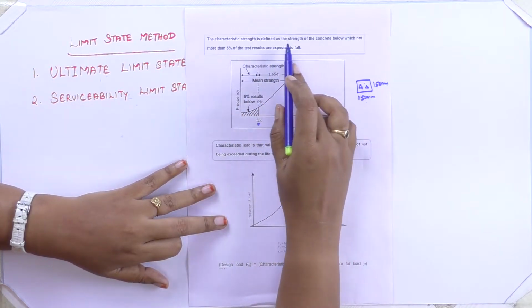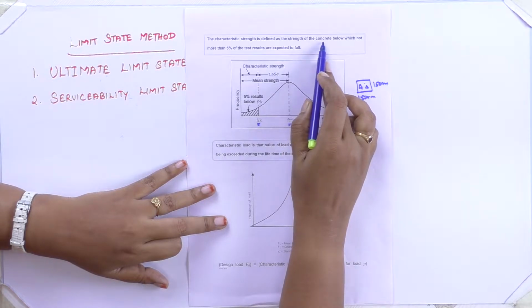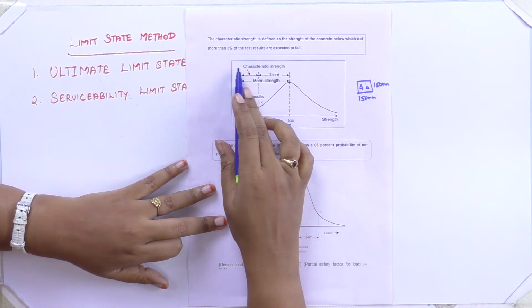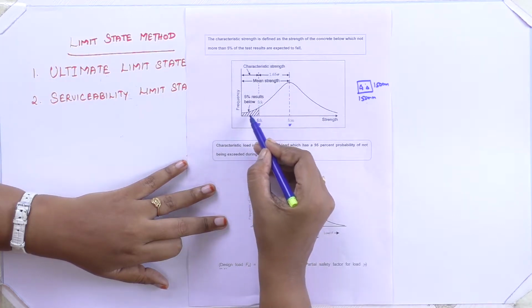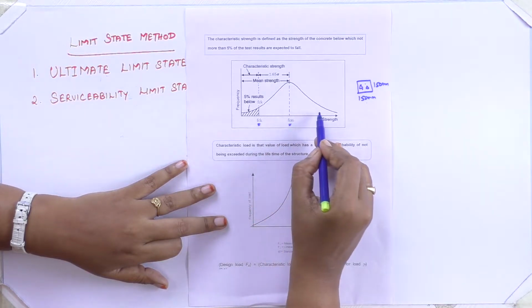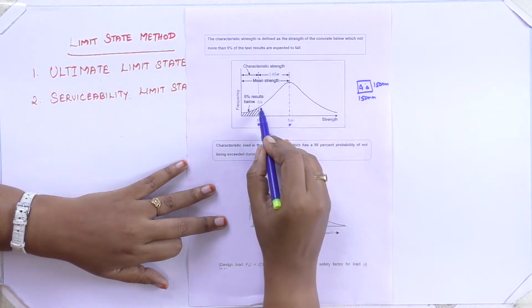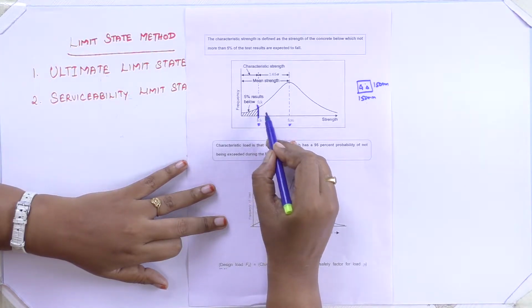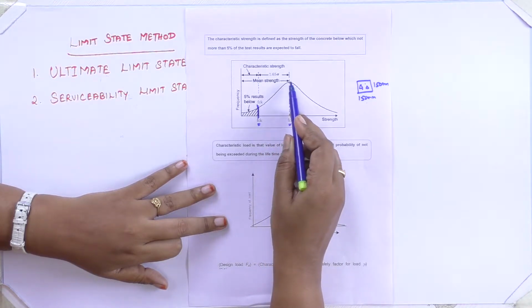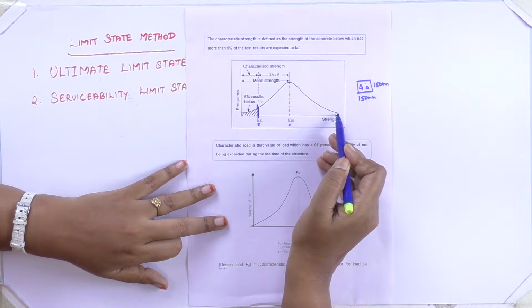Characteristic strength is denoted as the strength of the concrete below which not more than 5% of the test results are expected to fall. Your test result should not go beyond your 5%. It should ensure strength after reaching the fck. This is the final value. After reaching your fck level, it should not drastically drop down. It should attain your ultimate. After that, it should reach your collapse stage.